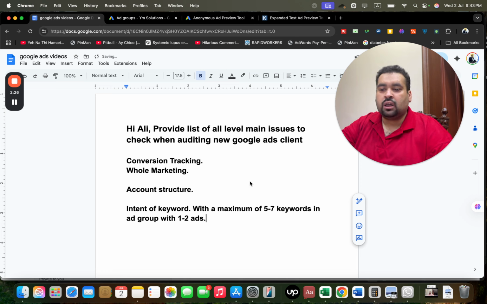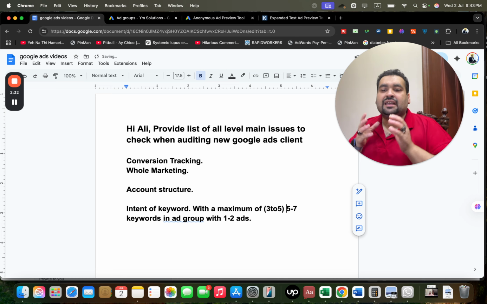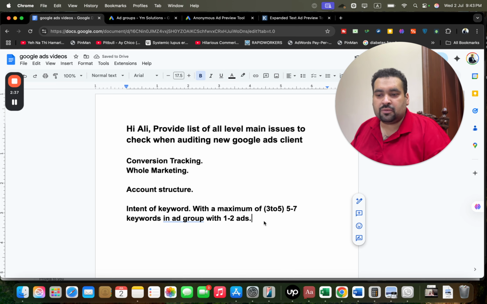Okay, so the 5 to 7 is the maximum. Ideally it's even better at 3 to 5, even with the same intent. So focus on this, that the keyword intent should be the same. This is another mistake which I have seen people making. This is a very big auditing mistake which people make.